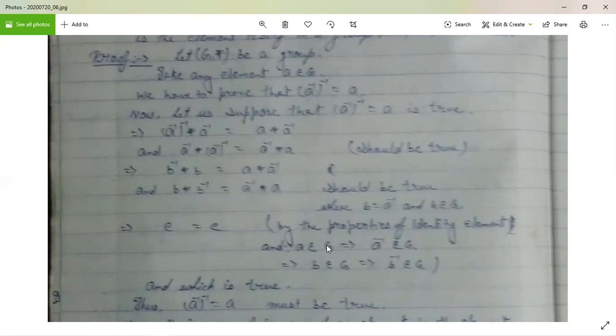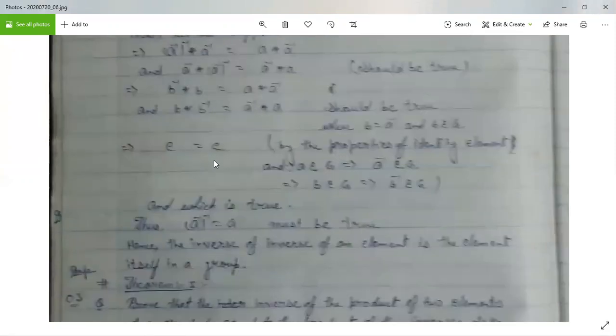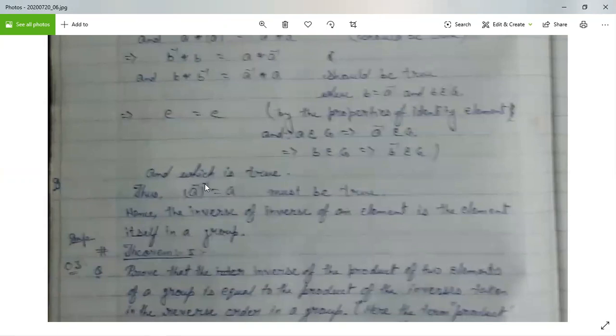And A belongs to G implies that A inverse belongs to G, implies that B inverse belongs to G. And which is true, because A equals A, which is true. Therefore, if A inverse of inverse equals A is true, then nothing has to be proved. Thus, we can say that A inverse of inverse equals A must be true. Hence, the inverse of an element is the element itself in a group G.